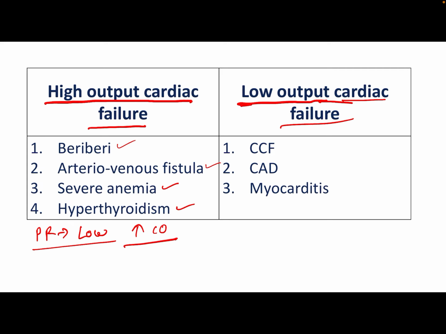And the low output cardiac failure conditions are congestive cardiac failure, coronary artery disease, and myocarditis. These are the most important diseases where you will get low output cardiac failure. Okay, so this is all about the cardiac output.